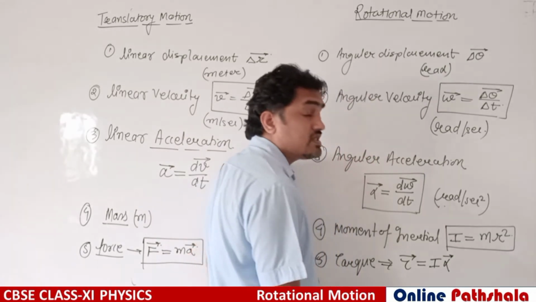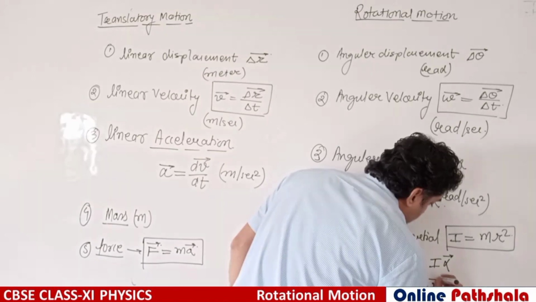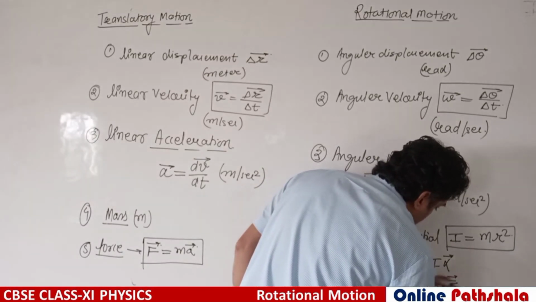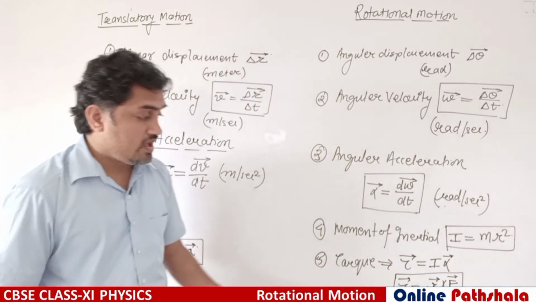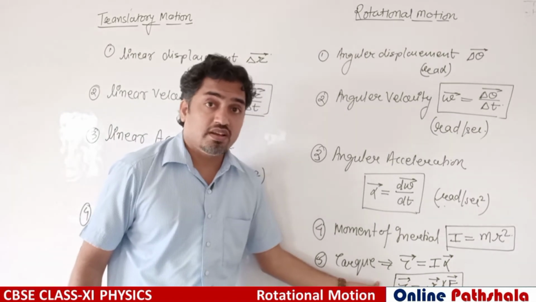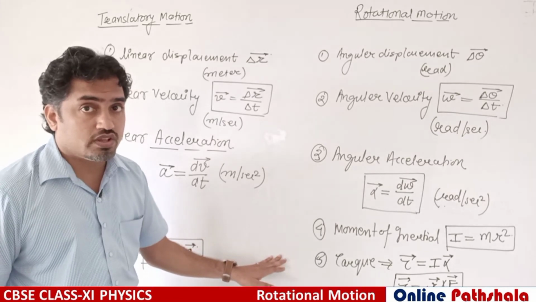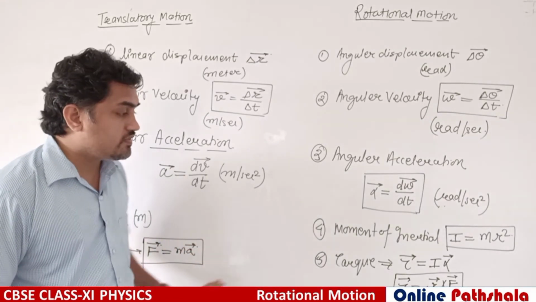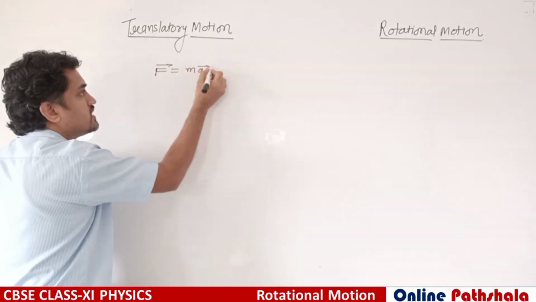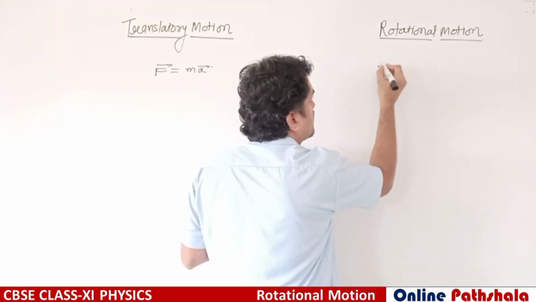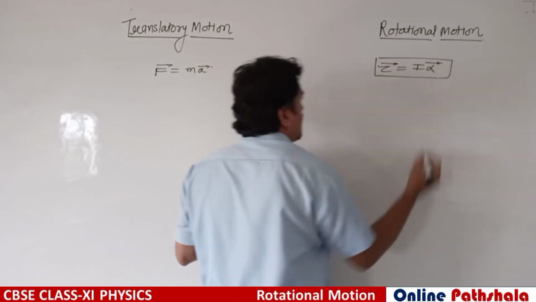Okay, and what is the relation between torque and force? This torque vector is equal to R vector cross F vector. In the torque lecture we will understand what torque means, but right now, as we are comparing translatory motion and rotational motion, we have to compare force with torque. As force is equal to mass into acceleration, same as it, we use torque in rotational motion, which is I into alpha vector.